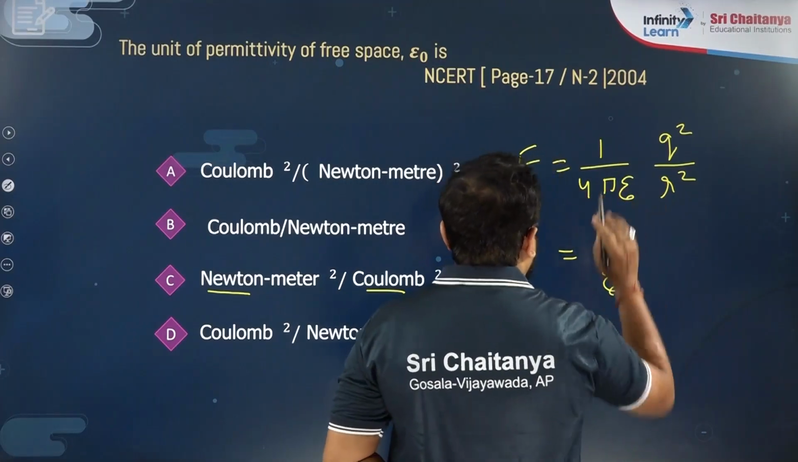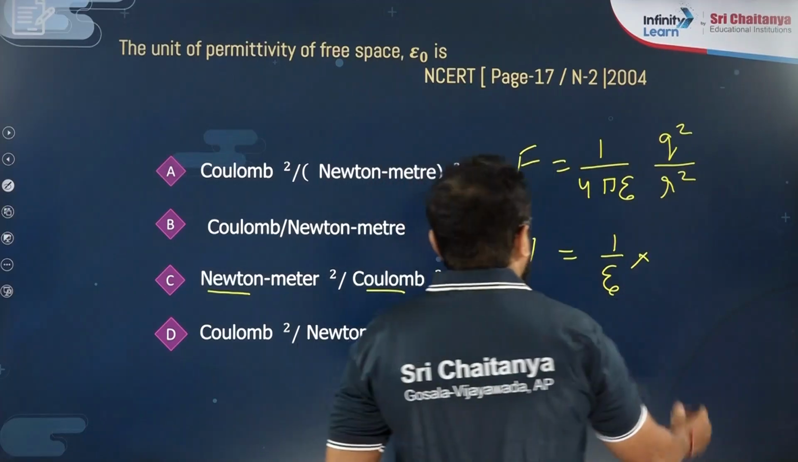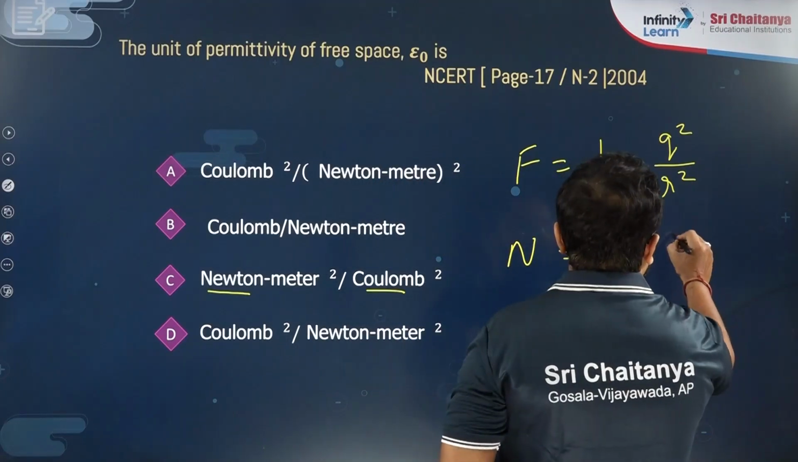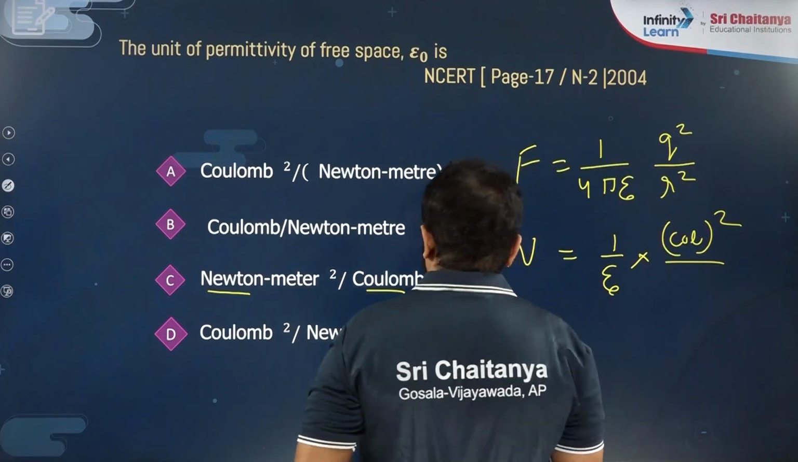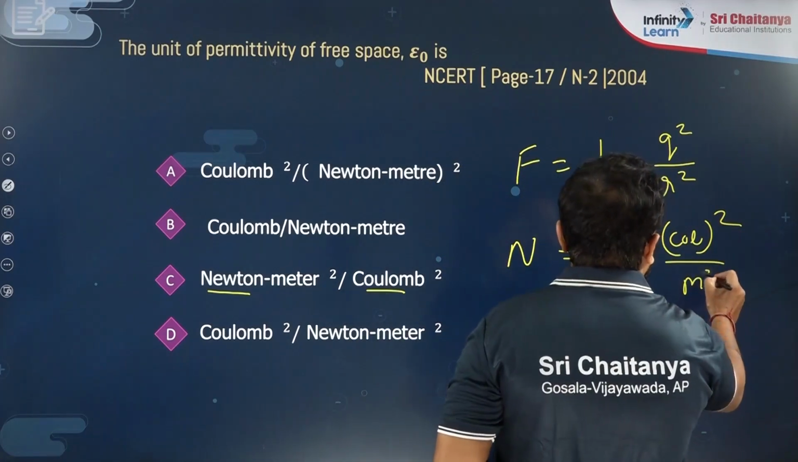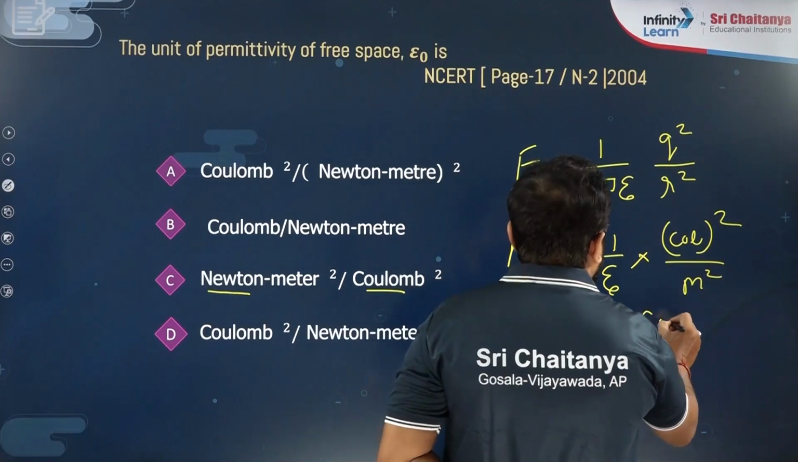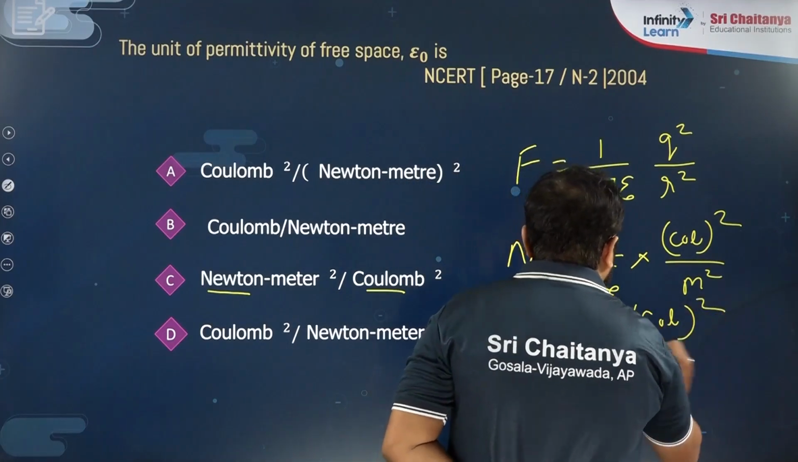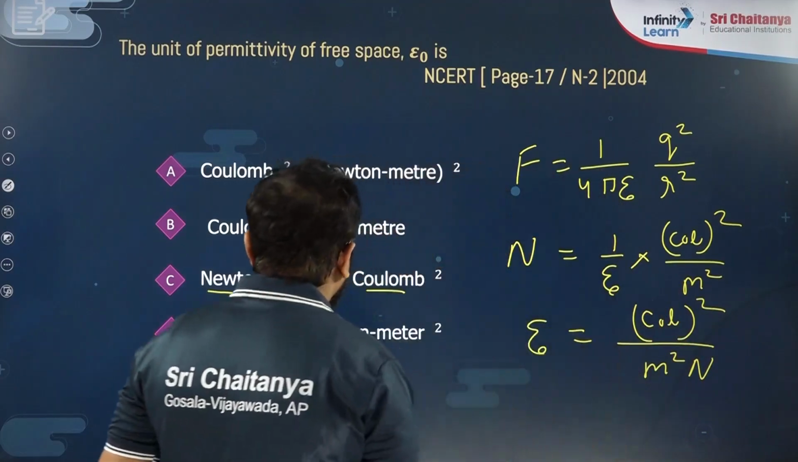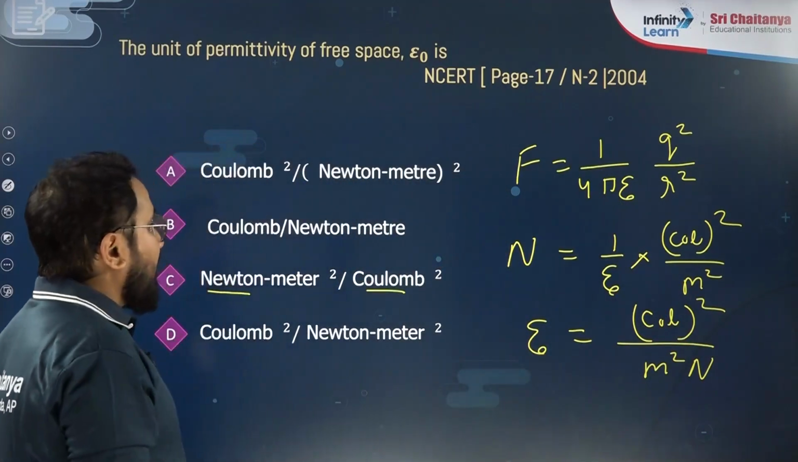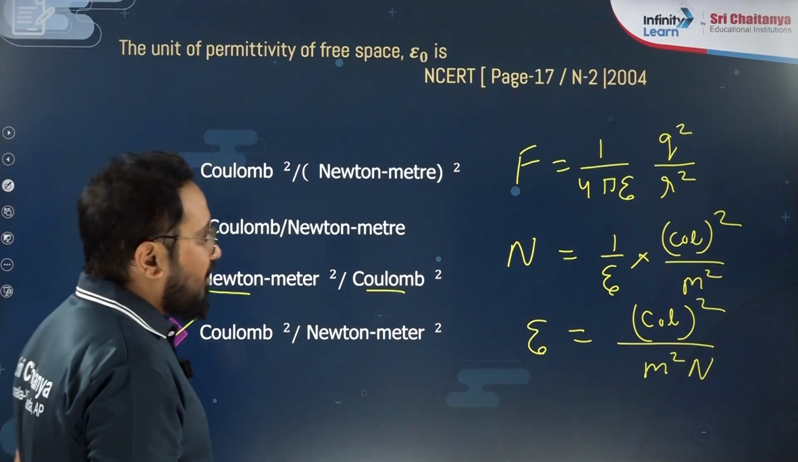This 4 pi is a constant, it has nothing to do. Q will be Coulomb, so this will be Coulomb square. R will be meter, so this will be meter square. So epsilon can be written as Coulomb square divided by meter square multiplied by Newton. So Coulomb square, meter square and Newton. D is the correct option.